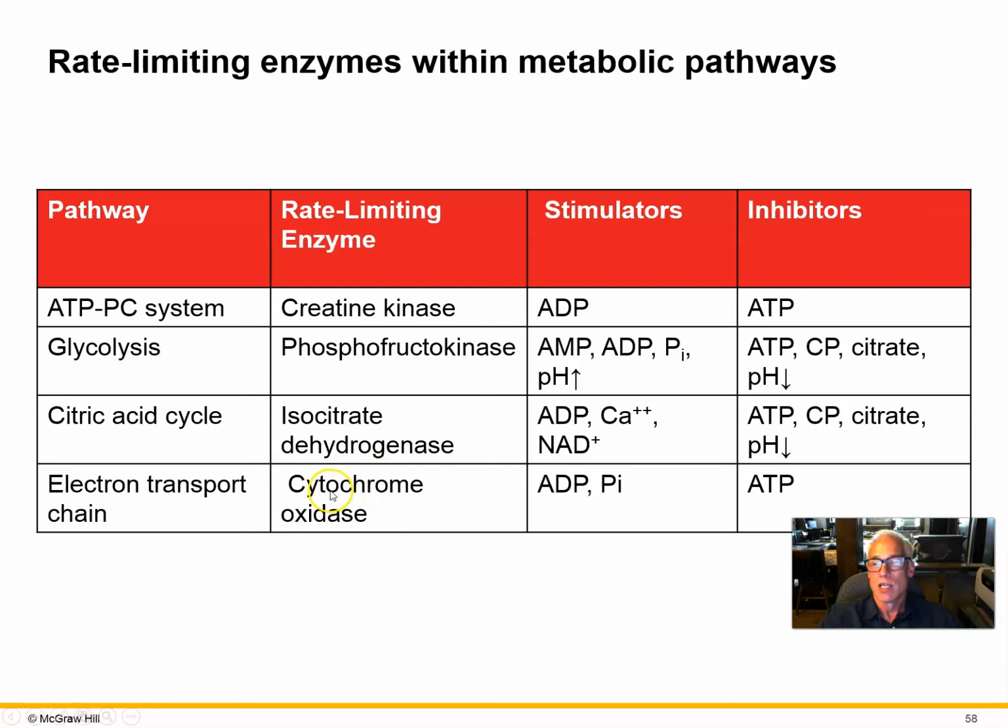And finally, electron transport, same exact thing. Cytochrome oxidase in the electron transport chain is turned off by ATP. When we're all done making ATP, we've got plenty. The cell has its standard amount in the cytoplasm that it likes to keep on hand. And then when we start exercising, we burn through that and we produce ADP, which turns on electron transport.